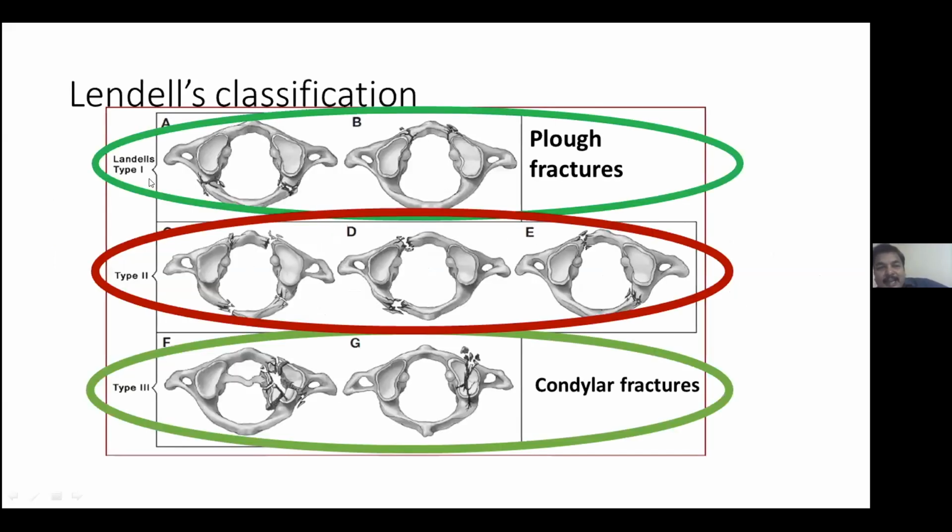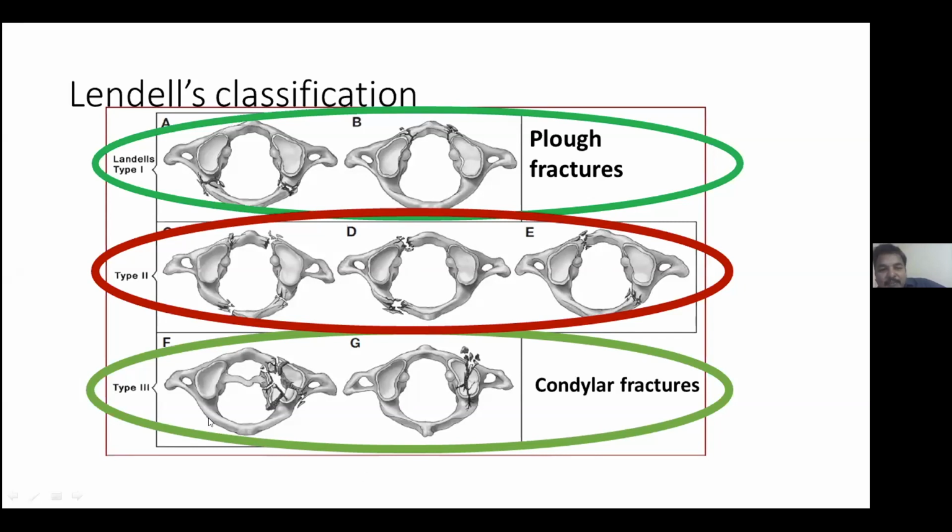Landells has classified the atlas fractures into type 1, type 2, and type 3. Type 1 are those fractures where the fractures are either anterior or posterior to the lateral masses. Usually they are called plow fractures. They are usually stable fractures. And type 2 fractures are those where the fractures lie both anteriorly and posteriorly to the lateral masses. This is typical of a Jefferson fracture. Here you find a fracture line anteriorly and posteriorly on one side. Here is a fracture line anteriorly and posteriorly on the diagonal sides.